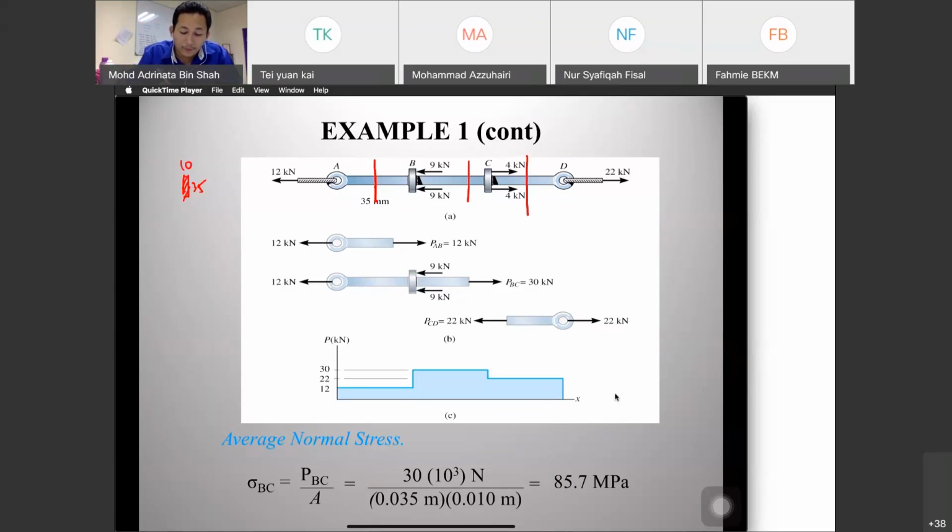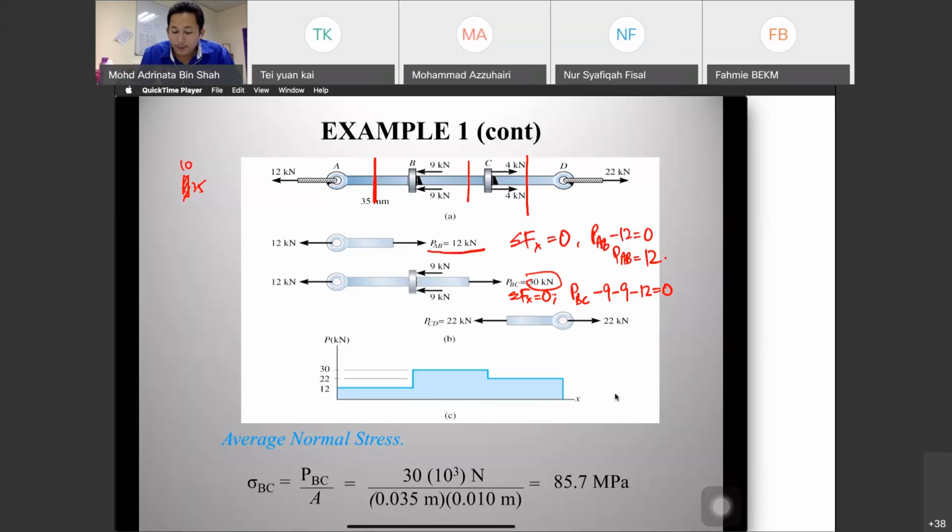Okay, so bila first kita potong dekat bahagian AB, so we got PAB, sigma Fx equals to 0. So PAB minus 12 equals to 0. PAB equals to 12. Okay. Sigma Fx equals to 0. Then we have PBC minus 9 minus 9 minus 12 equals to 0. So PBC is equals to 30 kilonewton.